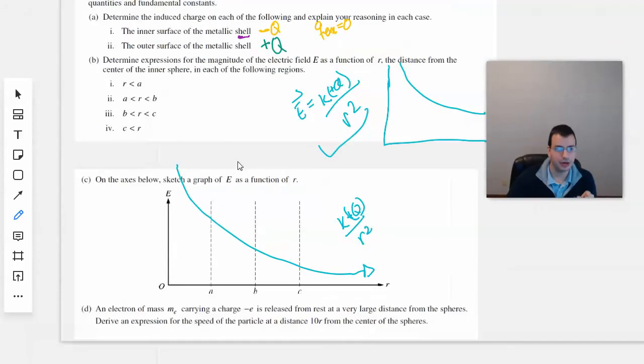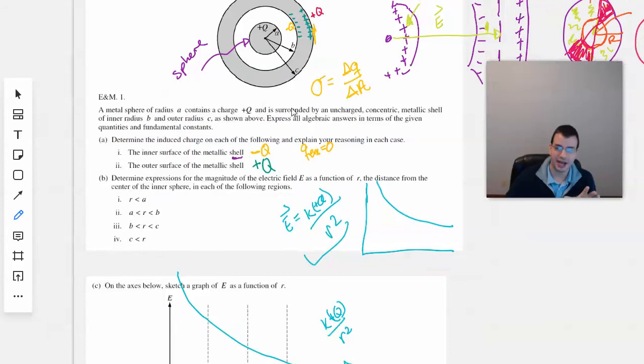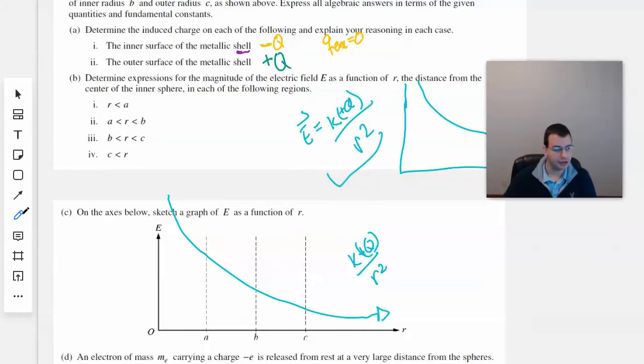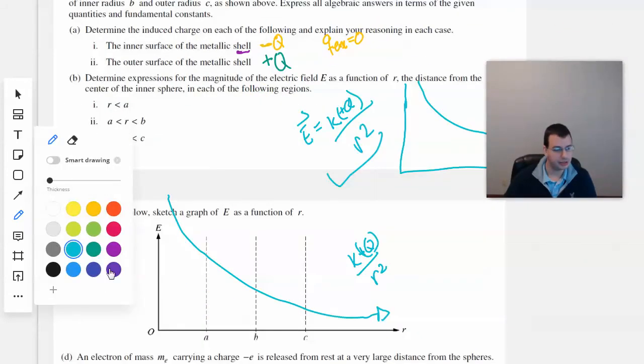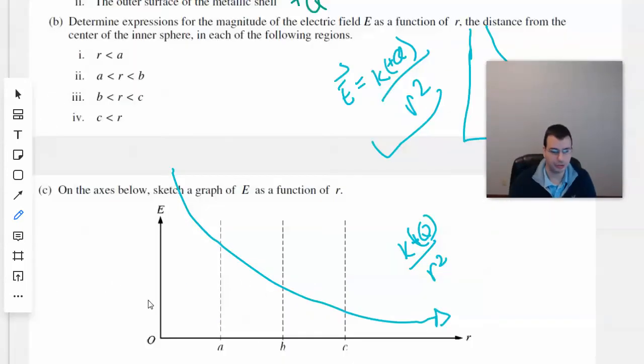And then it's going to act like that, but then it's going to be 0 inside all the conductors, because the conductors will rearrange the charges inside the conductor so that the electric field is 0. So I'm going to use a little bit darker blue to make it more serious. So it's going to look like this. And then A to B, there's an air gap. B to C, there is another conductor.